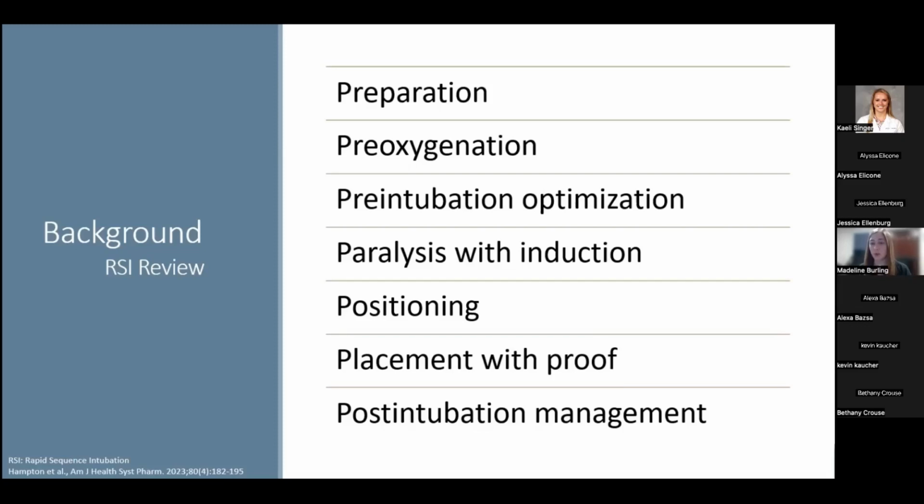The next is what we'll focus most of our time on today, which is paralysis with induction. This is use of our neuromuscular blockers or our induction sedation agents, often used in tandem. Next is positioning. The intubating provider will position the patient's head, neck, and jaw in a way that allows for a successful intubation. Next is placement with proof. So this is the placement of the endotracheal tube with the proof of placement. This is often capnography, bilateral breath sounds, or a chest X-ray, just to make sure that we know where we put the tube and ensure that it's in the right position. The final step is post-intubation management. This is our post-intubation sedation, hemodynamic management, things like that.